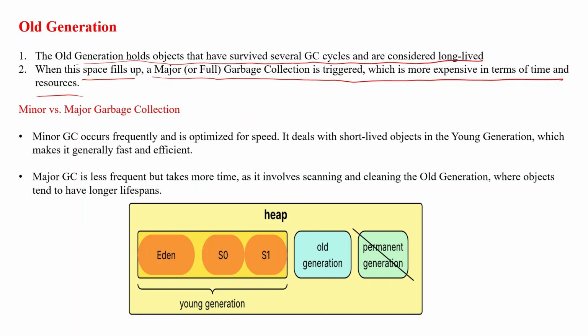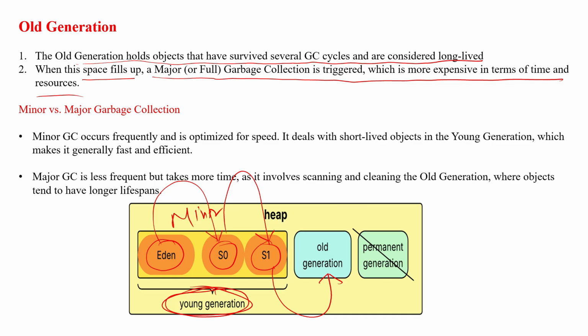Okay, so in the young generation, objects are moved from Eden to S0, from S0 to S1, and then moved to the old generation. So in the young generation, when Eden is full, when S0 is full, when S1 is full, a minor GC is executed. Minor GC means it is going to take a very small fraction of a millisecond. Okay, and then when the objects are moved to the old generation, it has a big size in comparison with Eden, S0 and S1.